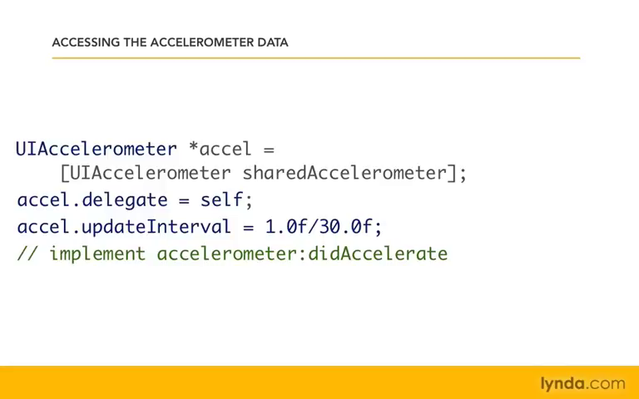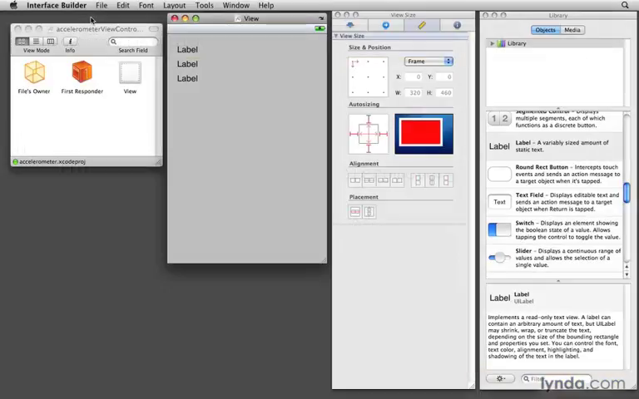So how do we do this in code? Well, let's take a look. So I have a simple view-based application. In my nib file, I've just dragged on 3 labels onto the nib. I can blank those all out. And these are going to display the contents of my X, Y, and Z axes from the accelerometer.